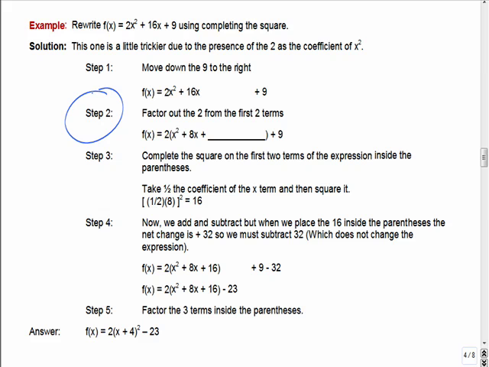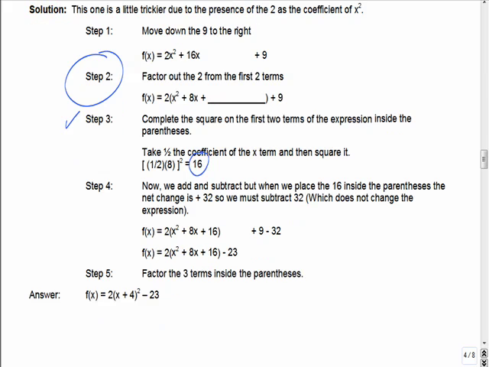Now we complete the square on the first two terms of the expression inside the parentheses. So we take half of the 8, which will give us 4, and we square it to give us 16. So again, we take 1/2 the coefficient of the x term and then square it, which will give us 16.